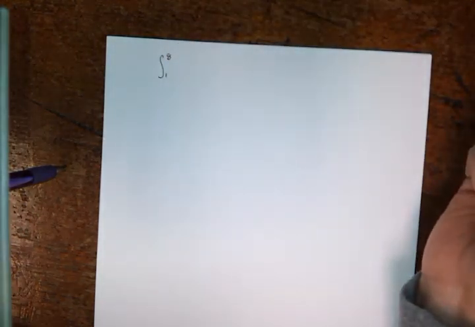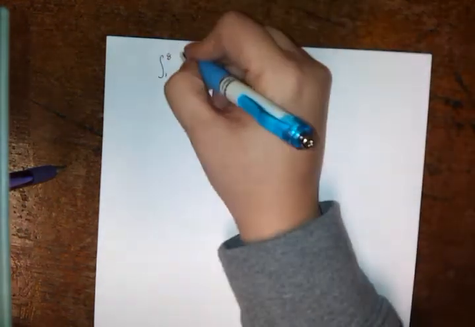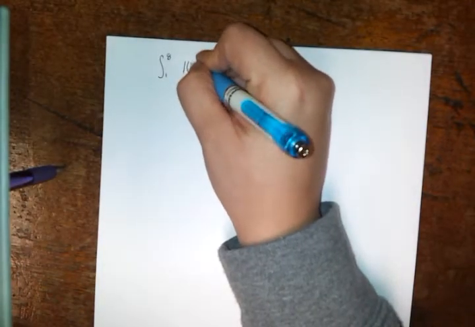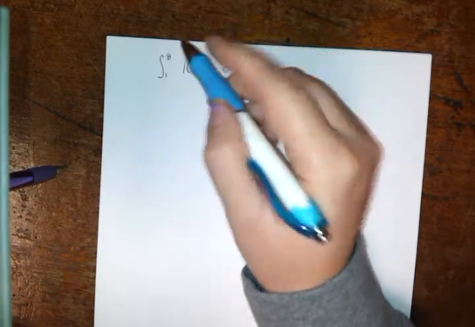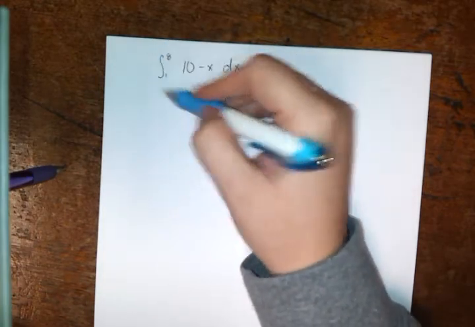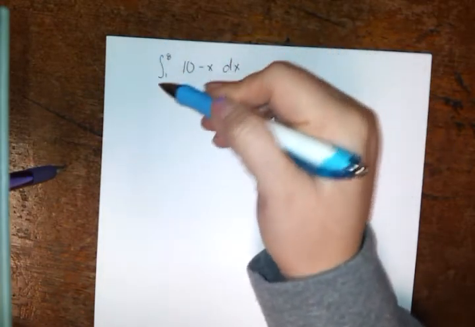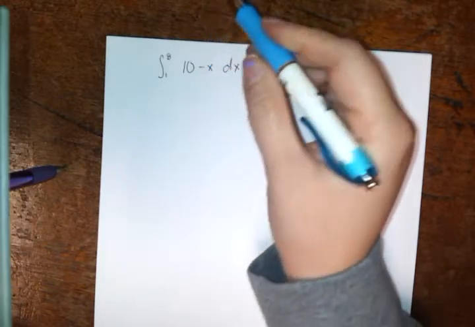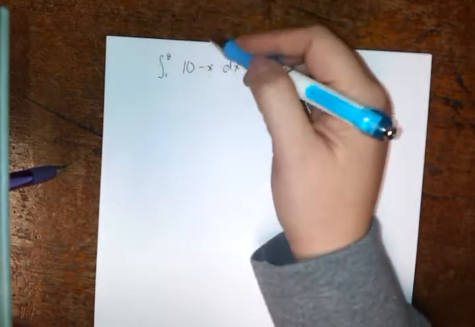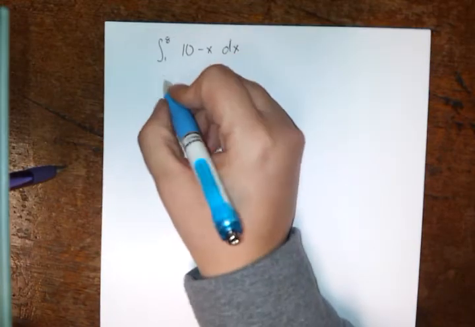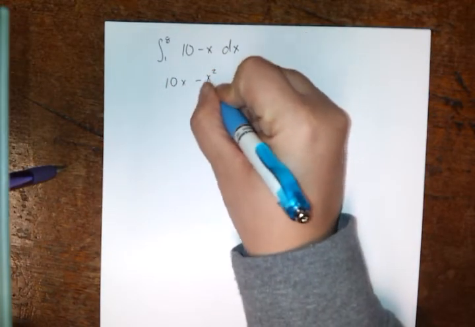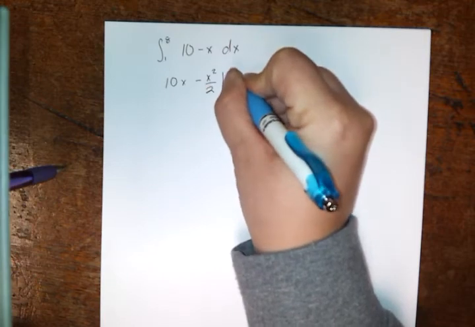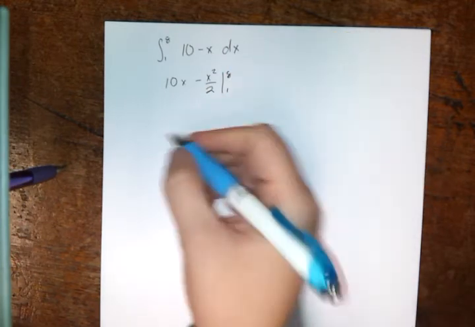In my case, they gave me the interval from 1 to 8, and the function that they gave me was 10 minus x. So I want that integral. They want the average value, so once I've found this integral, I'm going to have to do something to it. But in the meantime, let's just find this integral, okay? That's going to be 10x minus x squared over 2 from 1 to 8.